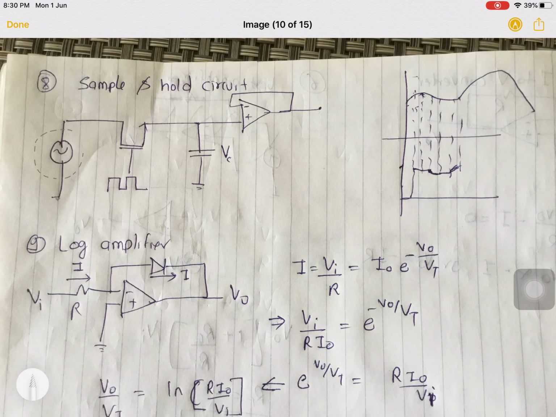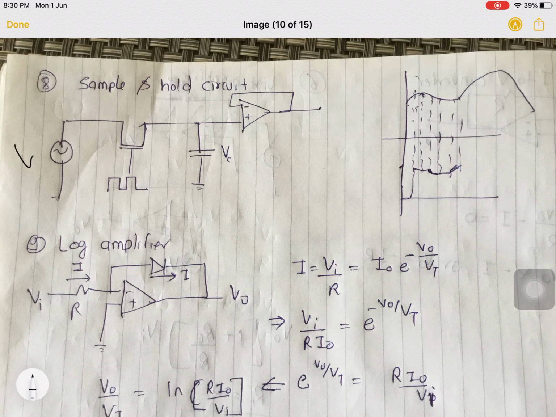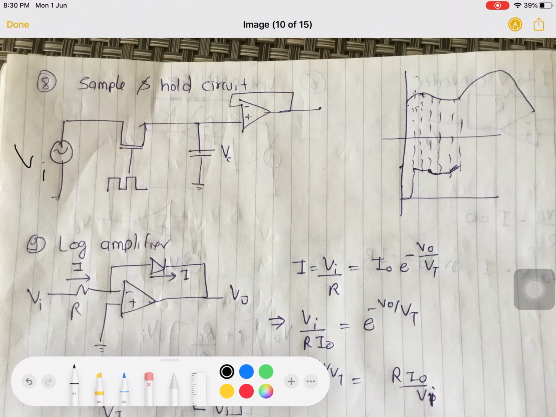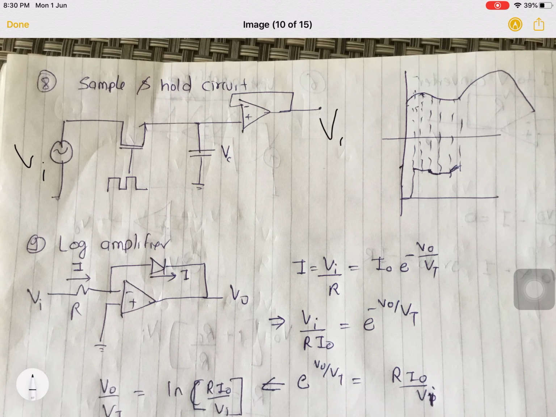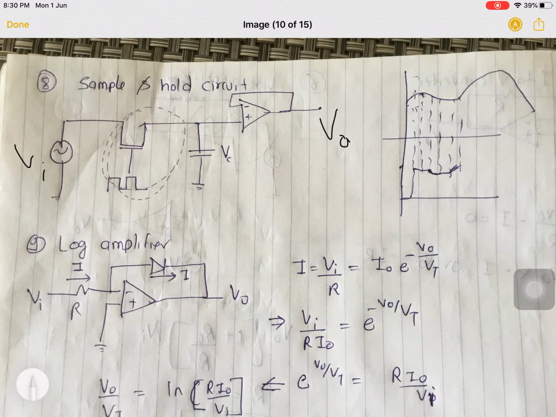See, this is an incoming source. Let me write it also. This is Vi. Here it is Vo. This is a MOSFET. This is the switching signal to the MOSFET. This is a capacitor. So what will happen? This MOSFET will be switched on as soon as it gets a higher voltage, and it will be switched off as soon as it gets a lower voltage.